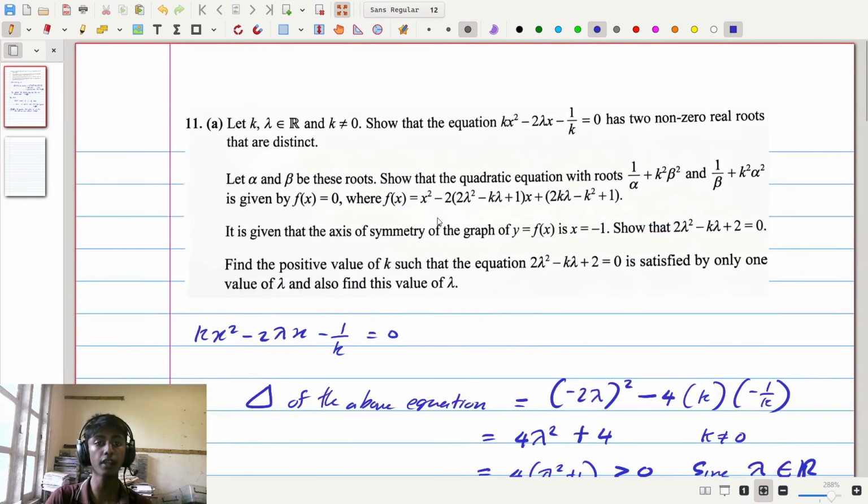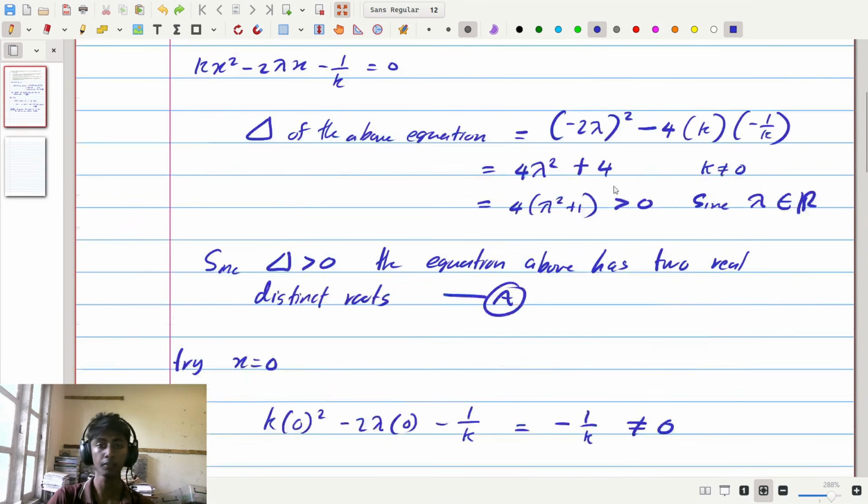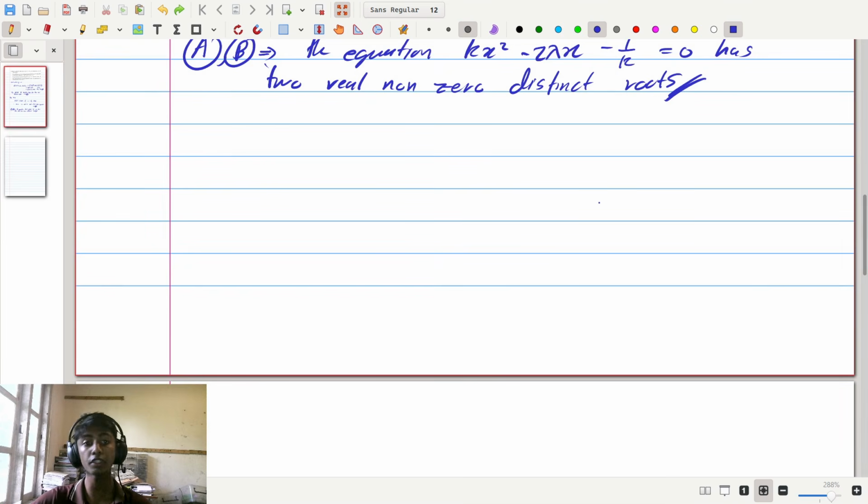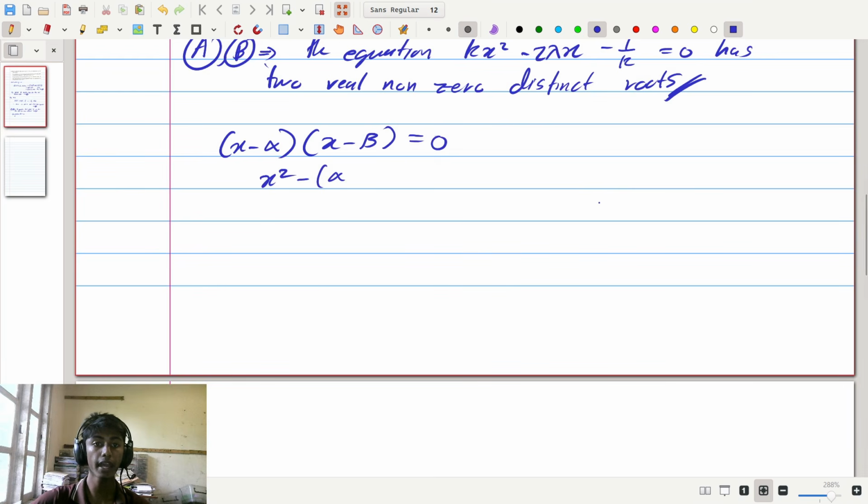Now moving on to the second part: let alpha and beta be these roots. Given that, we are asked to show that the equation with these two roots is given by this equation right here. For that, we need to consider what it means for alpha and beta to be the roots of this quadratic equation. It means the quadratic can be given in the form x minus alpha times x minus beta equals 0.